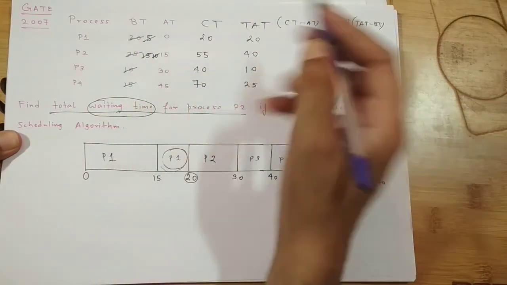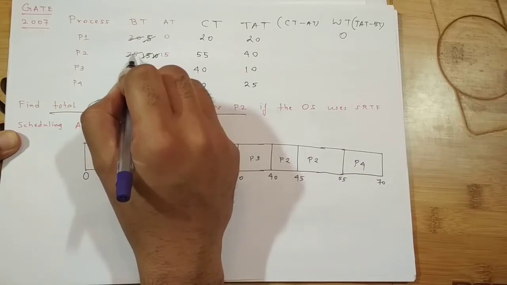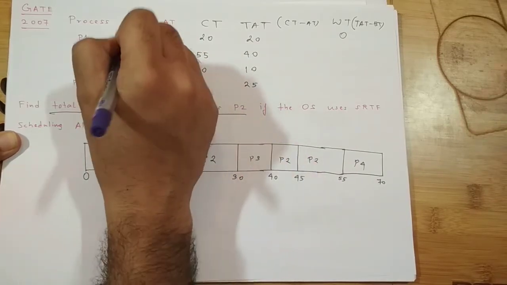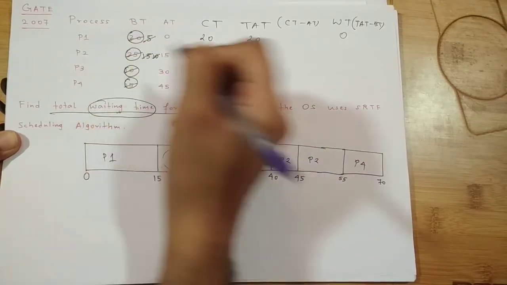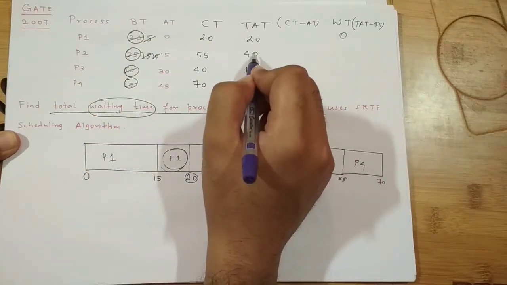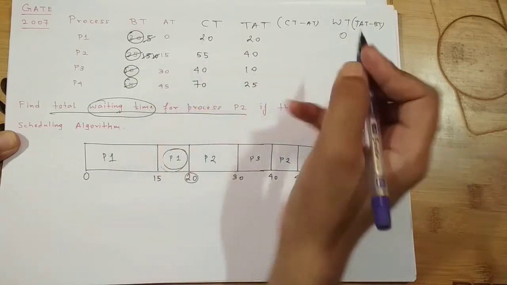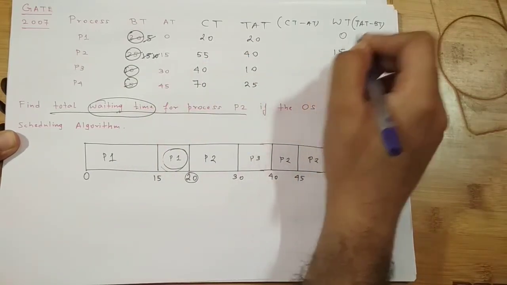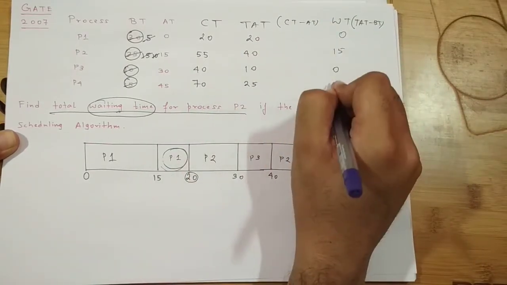So that's 20 minus 20 coming to be 0. 40 minus 25, right? I'll take the total burst time, mind you. I'm taking these values, 20, 25, 10, and 15. So if I take the turnaround time and subtract the burst time, what do I get? 40 minus 25 is 15. Similarly, 10 minus 10 is 0. And 25 minus 15 is 10.